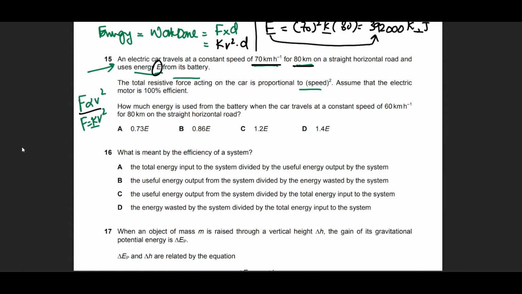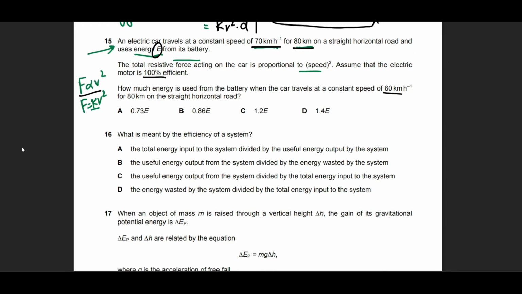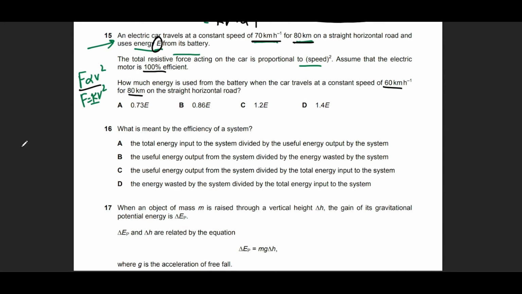Now let's put in this new value. He says that the situation is a bit changed. This electric motor is 100% efficient, so don't involve that. And the speed is now reduced to 60 kilometers per hour, and it is still going to go up to 80 kilometers. So what's going to happen now? How much energy will it use now?